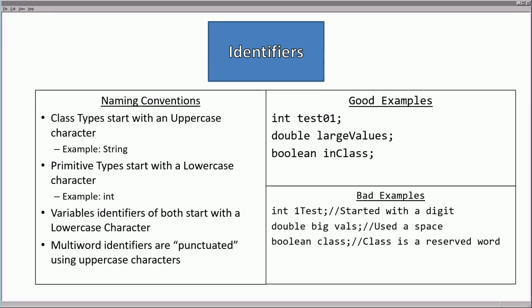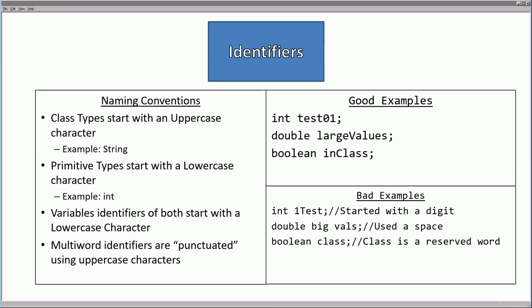Now, identifiers do have some naming conventions that we generally stick with. For instance, class types always start with an uppercase character, for example, a String. Primitive types start with lowercase characters like int, double, boolean, char. Now, variable identifiers of both start with a lowercase character. Multi-word identifiers are punctuated using uppercase characters. We do this so that these values can be more easily read.